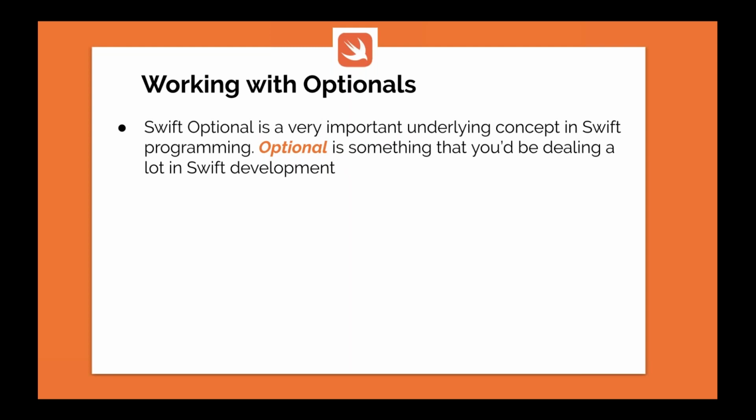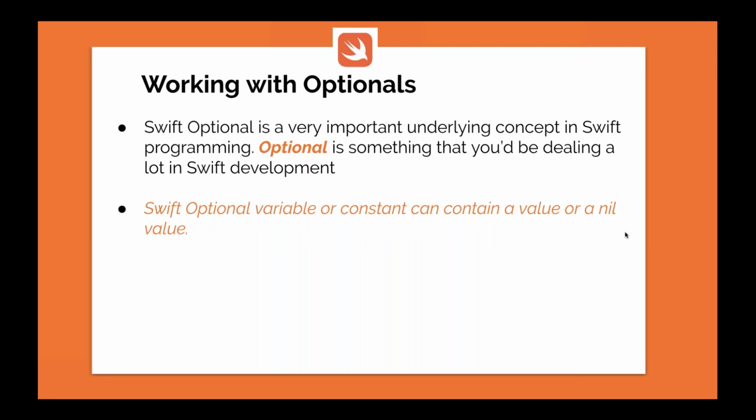Swift optional is a very important underlying concept in Swift programming. Optional is something that you will be dealing with a lot in Swift development. I said that everywhere this optional is present. Without optionals, no coding at all. Then what is that?